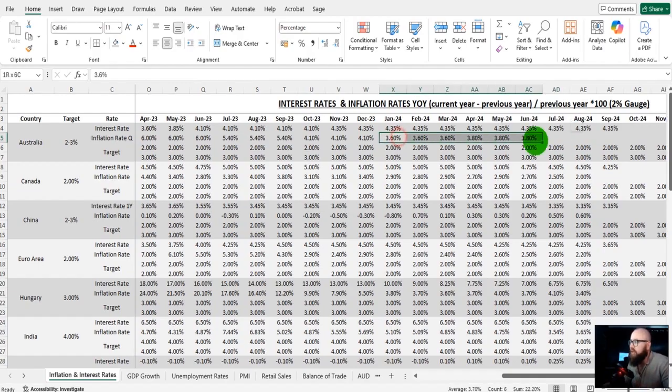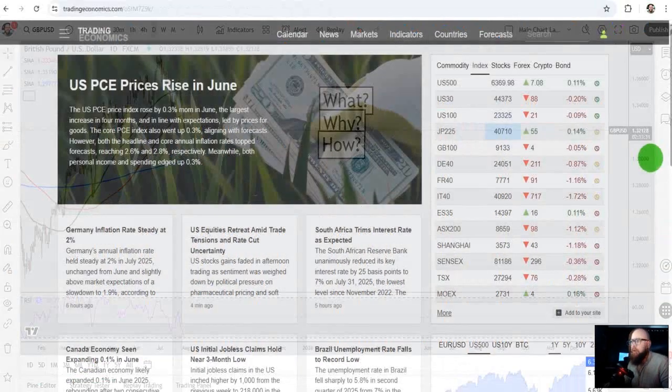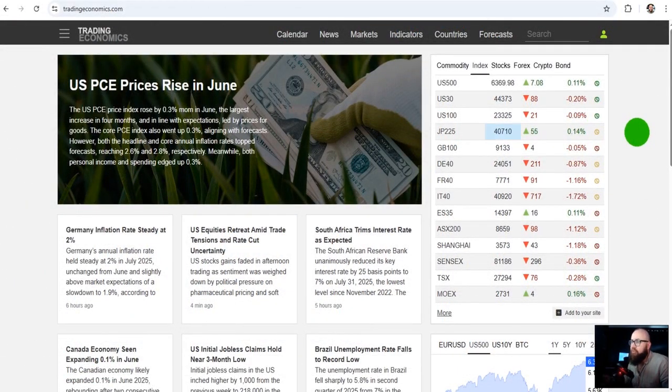Now, how do you actually track this? How do you get these figures? Go to tradingeconomics.com. Let me bring the website up. So this is Trading Economics. What you can do is create a free account, subscribe to all the economic data that you want to be notified of, and they'll just email you these figures as they're released. It's really good. It's all for free. It's a great service. I highly recommend it.